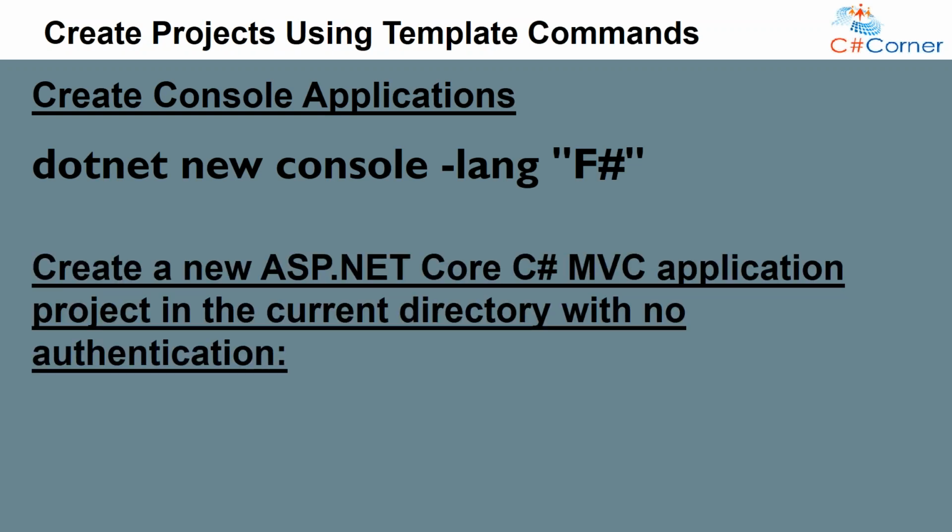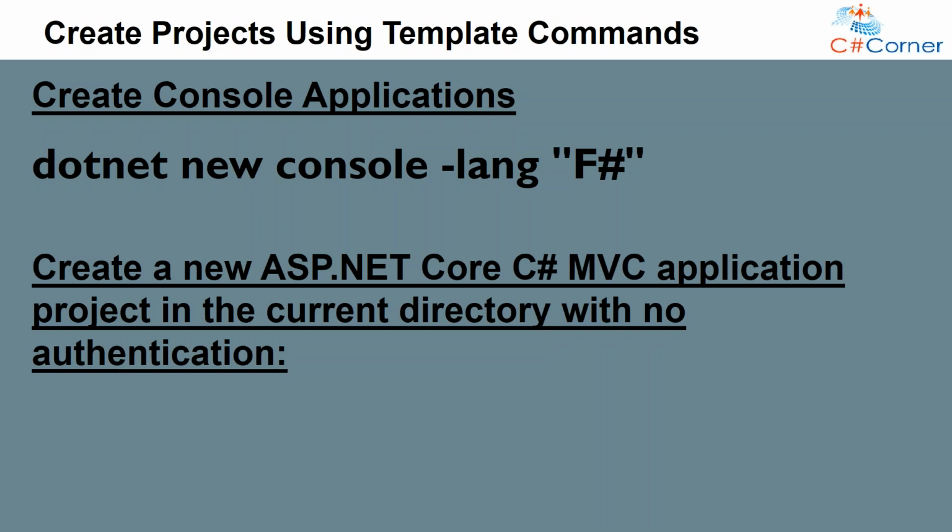Now, if we want to create a .NET Core application using the F# language, then this will be the syntax. The normal syntax is dotnet new console. If we use only dotnet new console, the project which is created is developed in the C# language. But if we want to use any other language except C#, like VB or F#, then we have to specify that language using hyphen lang, a space, and the language name, as available in the template list.